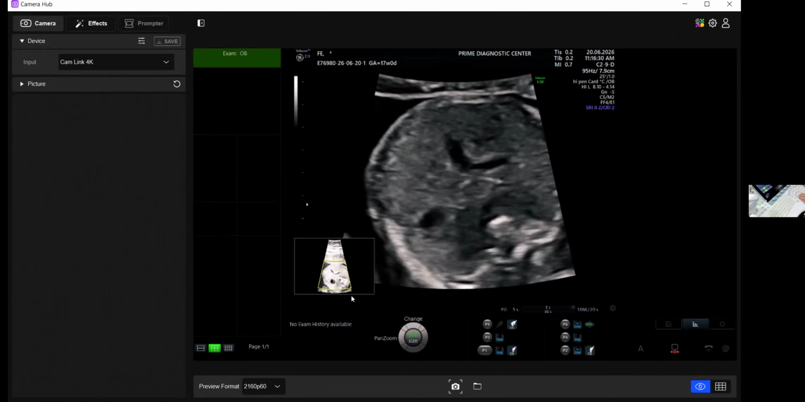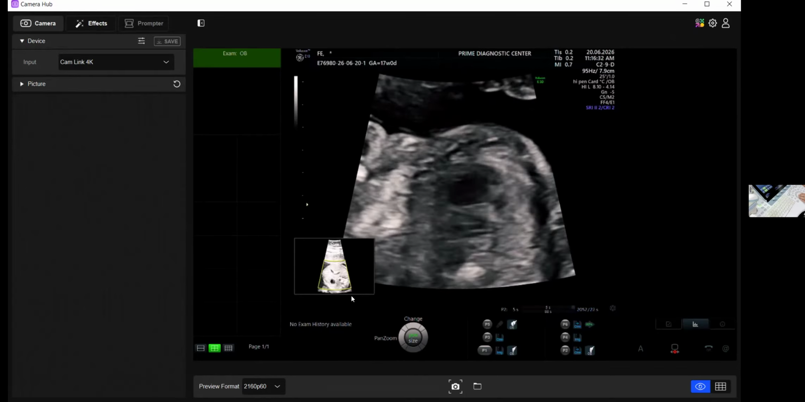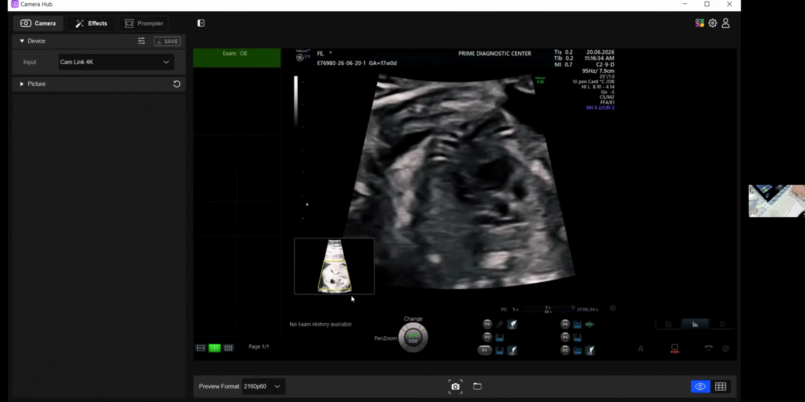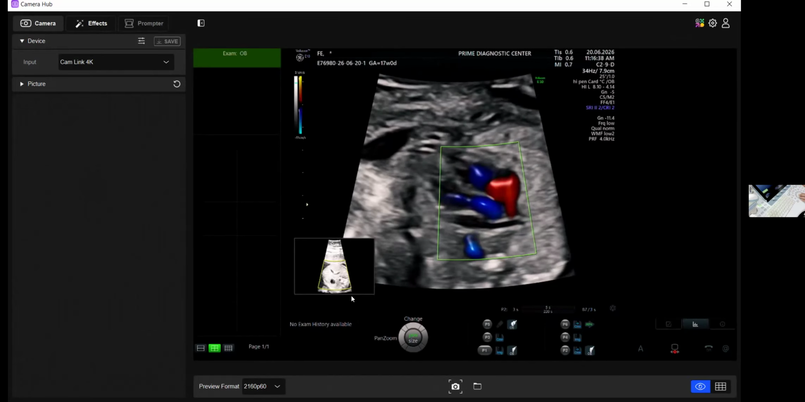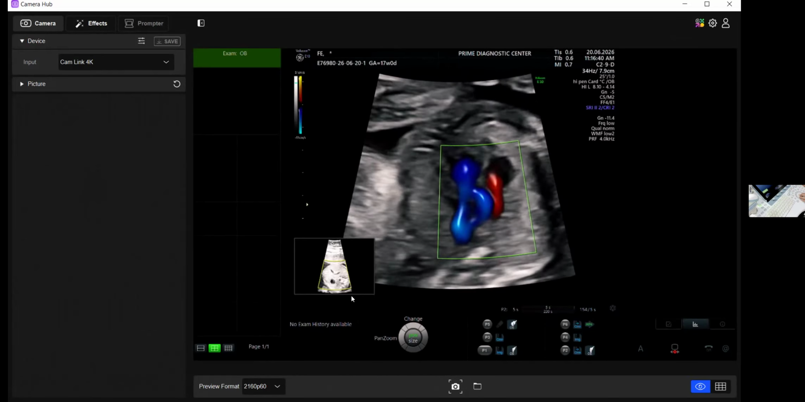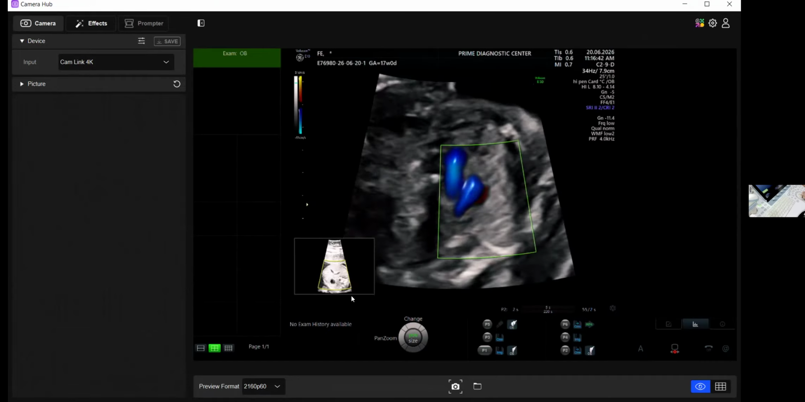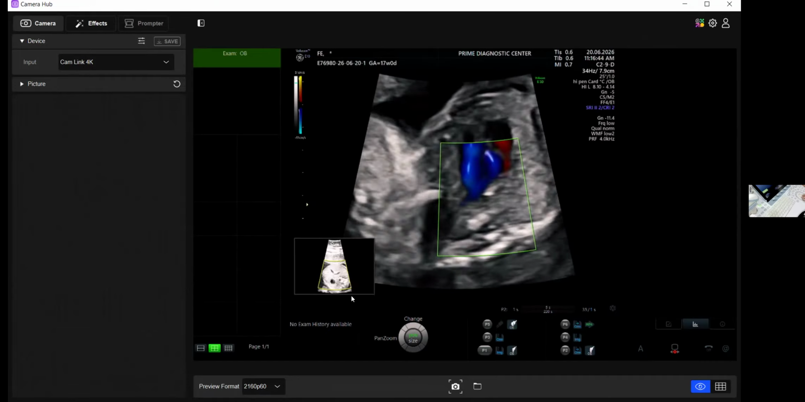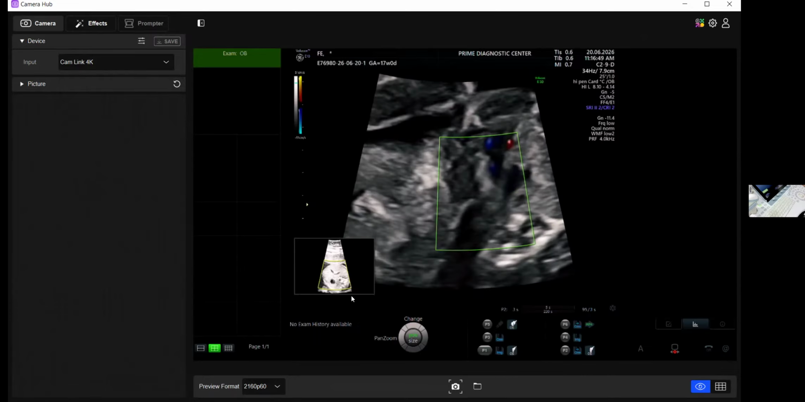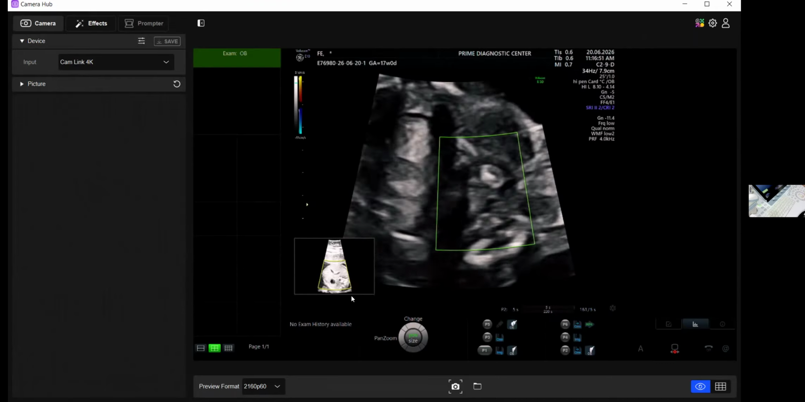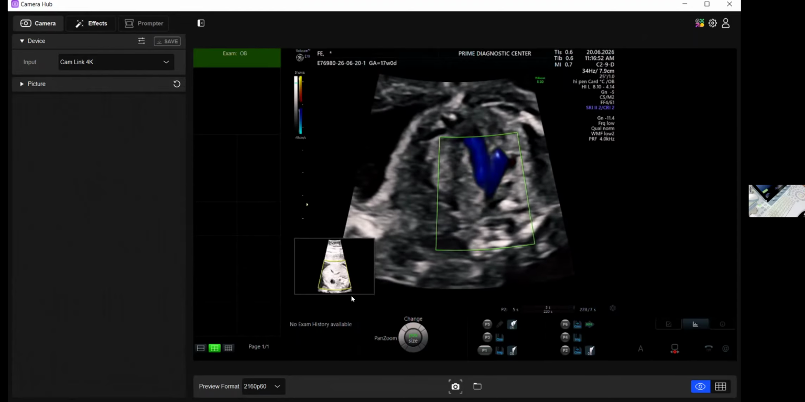So then you increase your, put the color Doppler on, and let's see for the time being. And it has to be a true cross section again. Okay, something like this. All right.